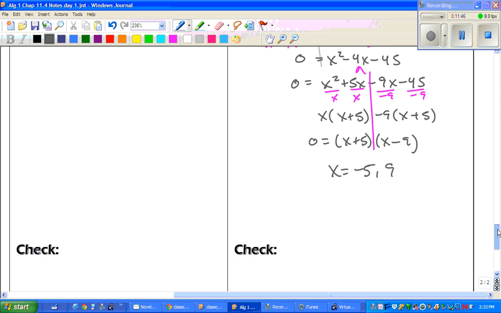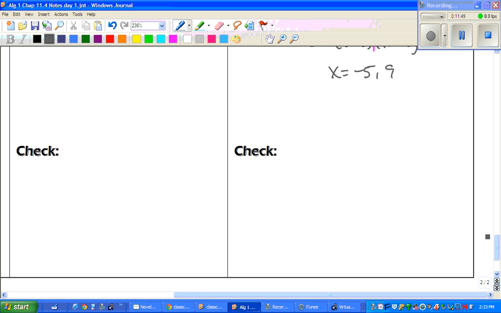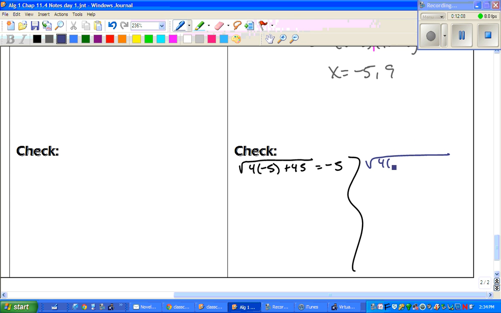Now, before we figure out if those are correct or not, we have to check them in the original problem. So we have 4 times -5 plus 45. Does that equal -5? And then our other one, we get 4 times 9 plus 45. Does that equal 9? We'll do this check together. 4 times -5 is -20, plus 45 is 25. And does the square root of 25 equal -5? Nope.